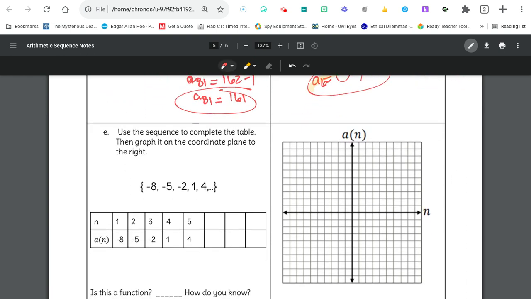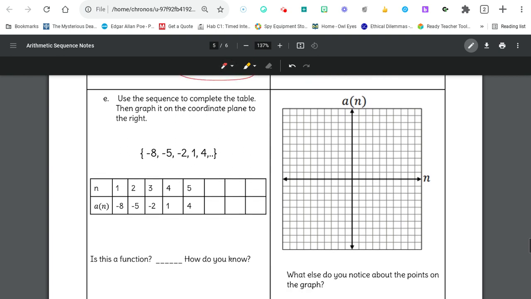Now let's take a look at E. E says use the sequence to complete the table, then graph it on the coordinate plane to the right. So we're going to talk about what this looks like.